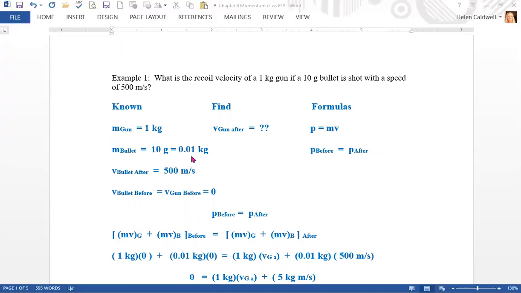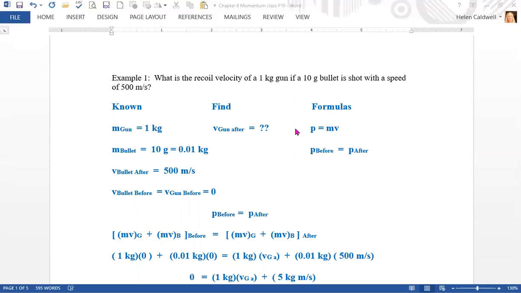10 grams has to be converted to kilograms because we are using MKS units. So 10 grams, move the decimal 3 places to the left, or Google it. 10 grams is 0.01 kilograms. The velocity of the bullet after you pull the trigger is 500 meters per second. And the velocity of the bullet before you pull the trigger is the same as the velocity of the gun before you pull the trigger: zero. And what we want to know is, what about the gun? If the bullet's going 500 meters per second, how fast is the gun moving?